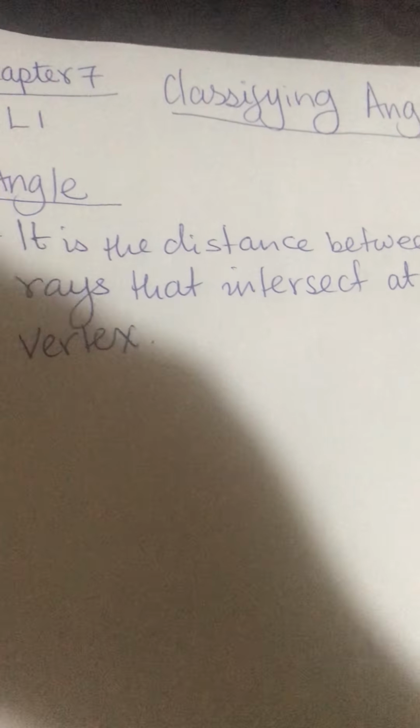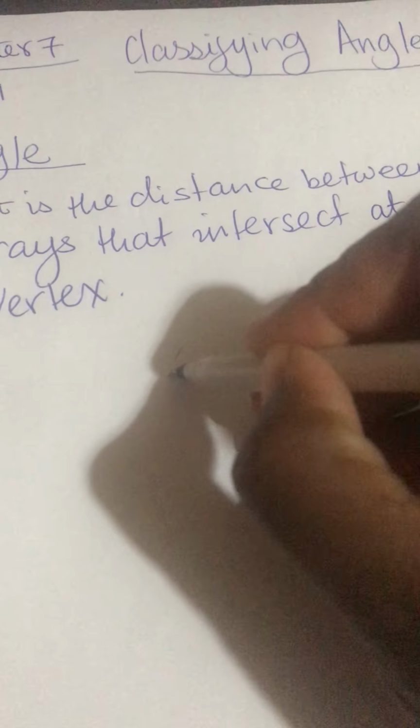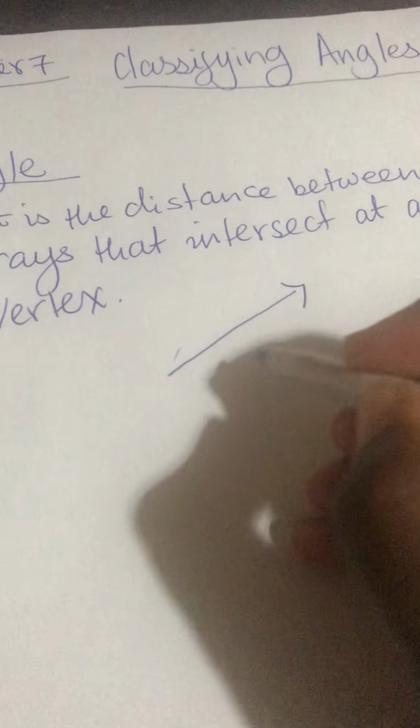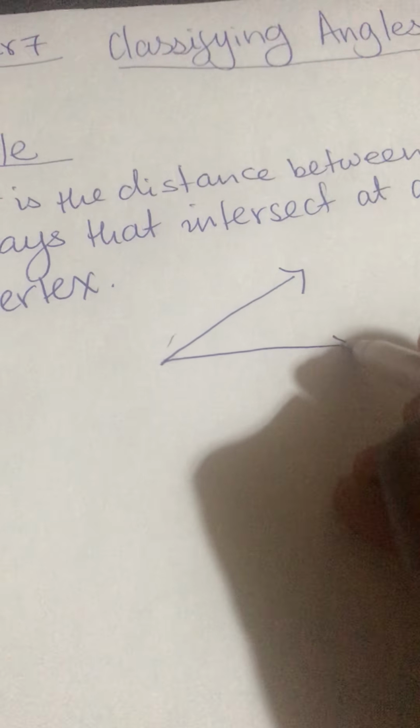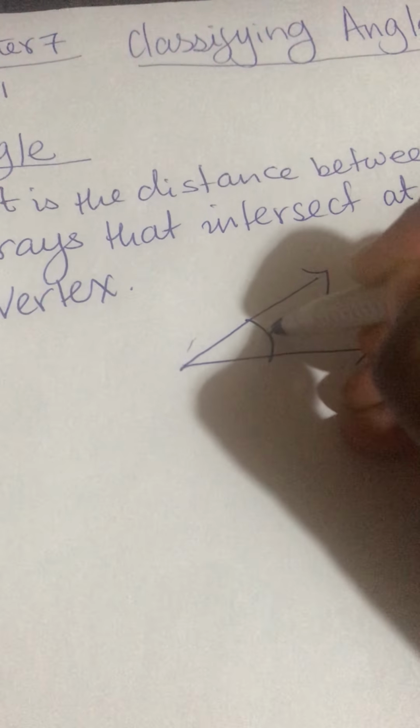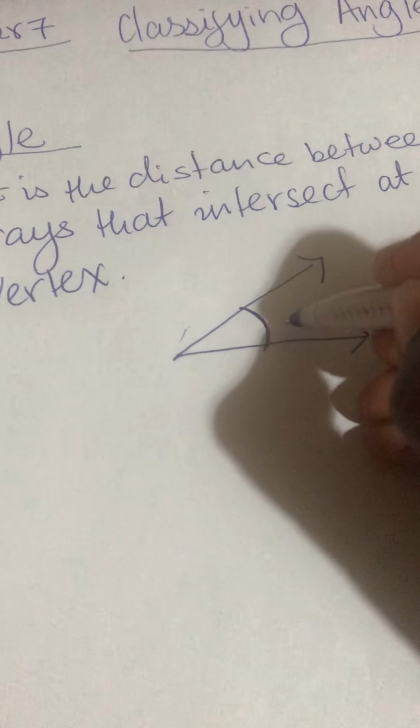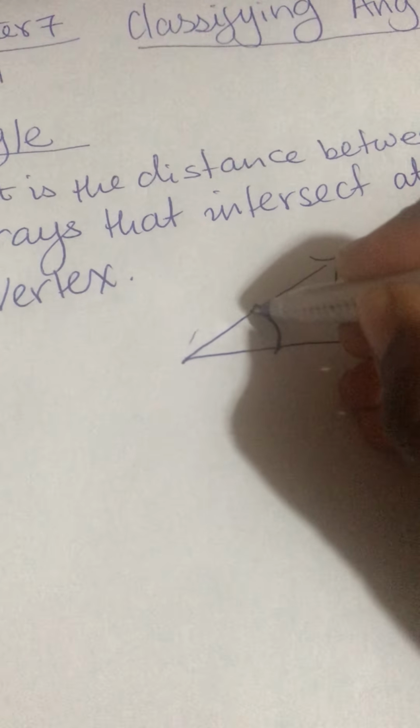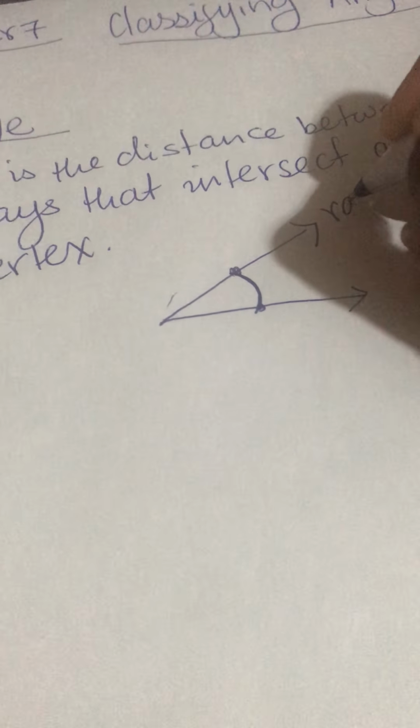The distance between the two rays, so a ray is like that. It has an arrow. So this is what I am calling an angle. From here to here. Okay? Now, this is a ray. This is a ray. This is an angle. Angle is you measure the inside between these two lines. And where they meet is called a vertex.